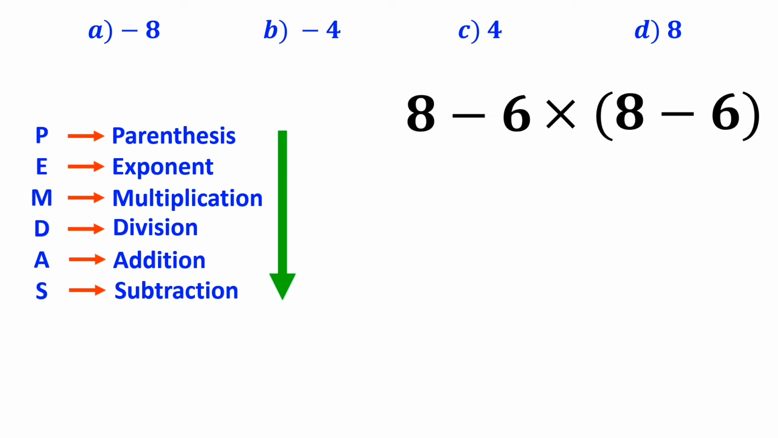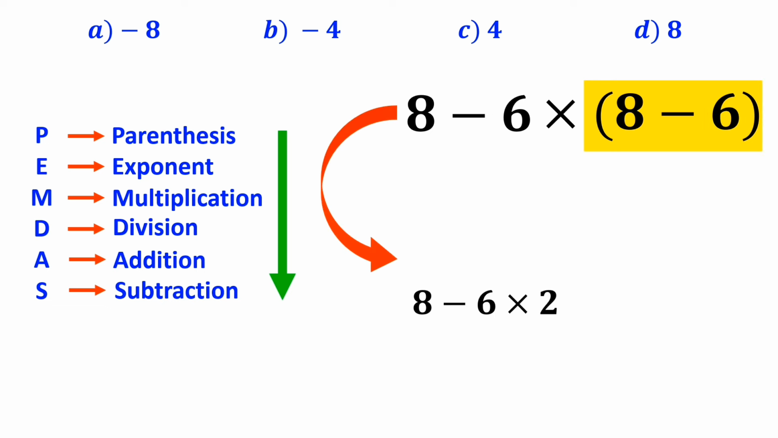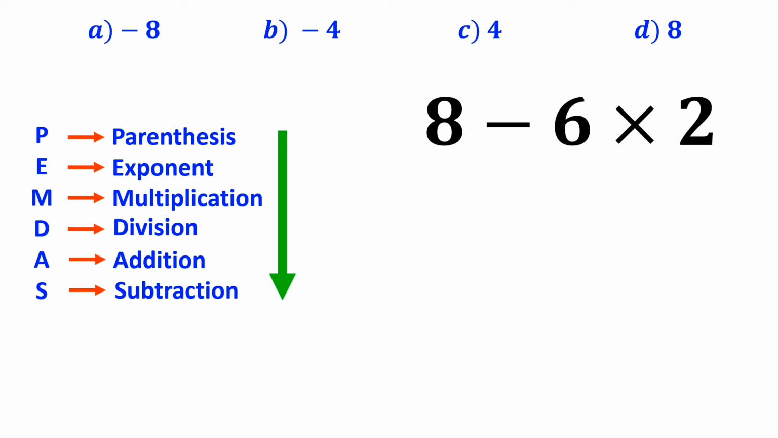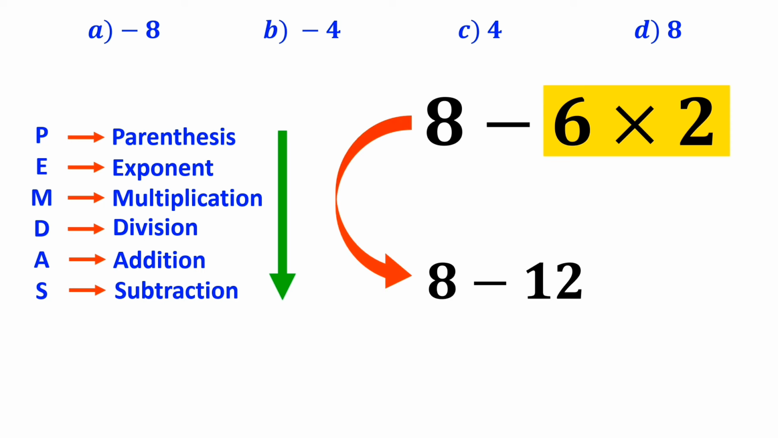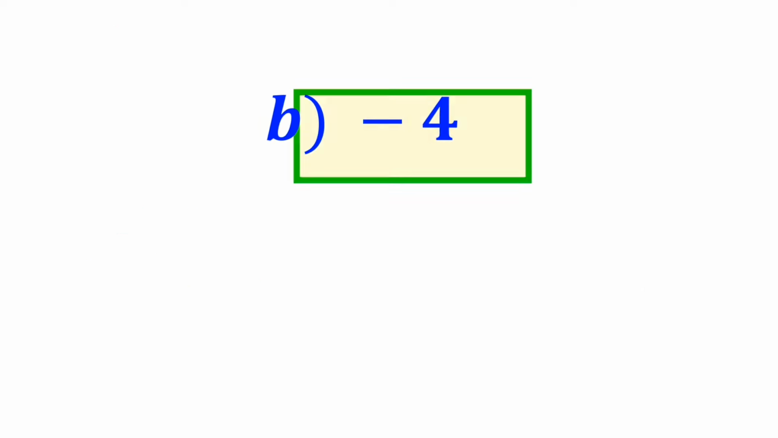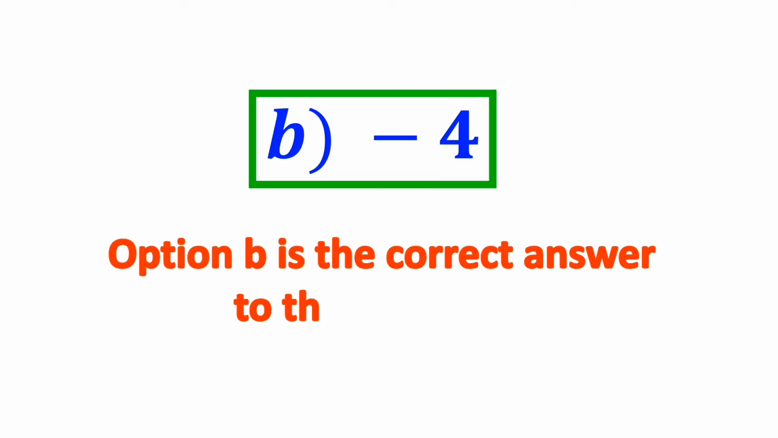So, according to this rule, we first go to the parentheses, and this expression becomes 8 minus 6 times 2. In the next step, we go to multiplication because it has a higher priority than subtraction. So, instead of this expression, we can write 8 minus 12, which finally gives us the answer -4. Therefore, option B is the correct answer to this question.